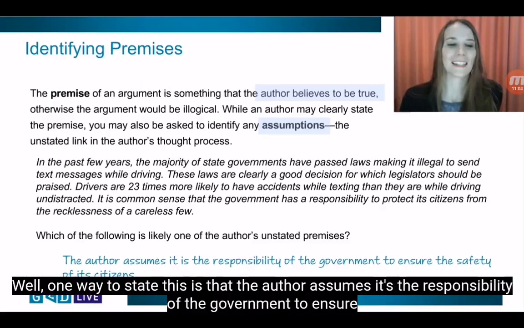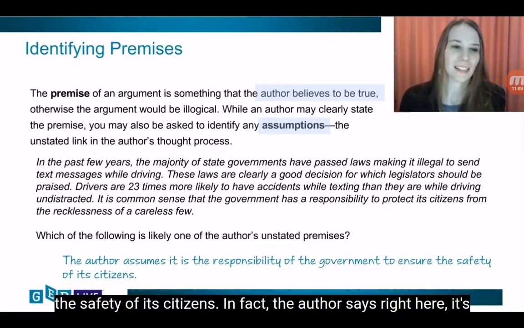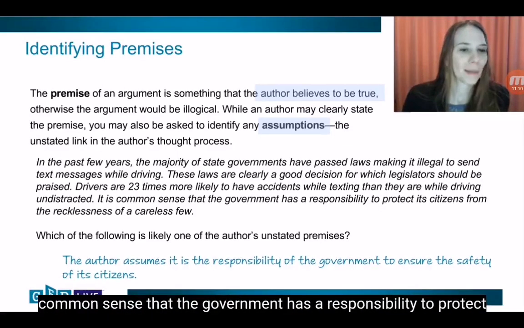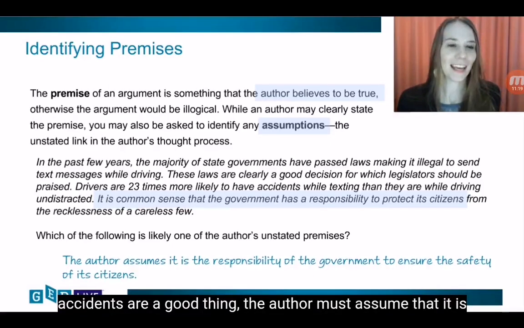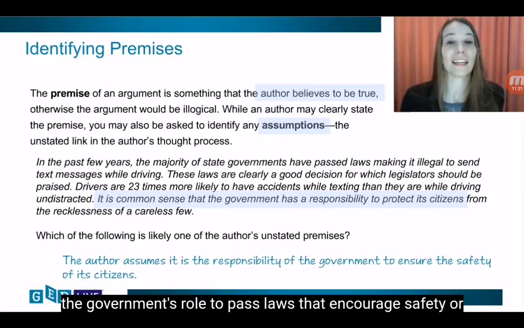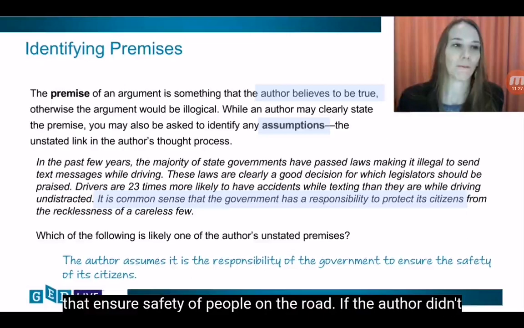Well, one way to state this is that the author assumes it's the responsibility of the government to ensure safety of its citizens. In fact, the author says right here, it's common sense that the government has a responsibility to protect its citizens. So in order for the author to say, well, laws that prevent accidents are a good thing, the author must assume that it is the government's role to pass laws that encourage safety or that ensure safety of people on the road.